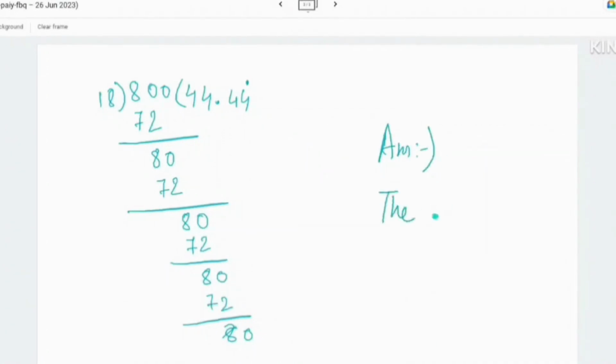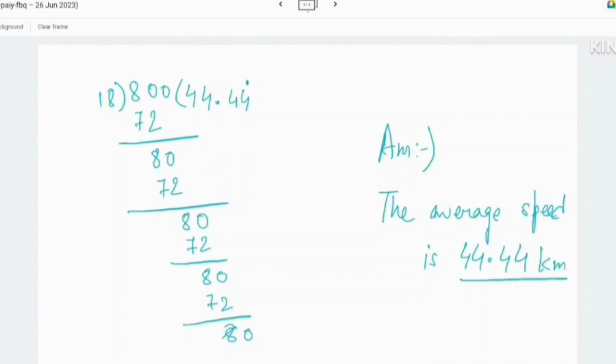So my answer, the average speed is equals to 44.44.